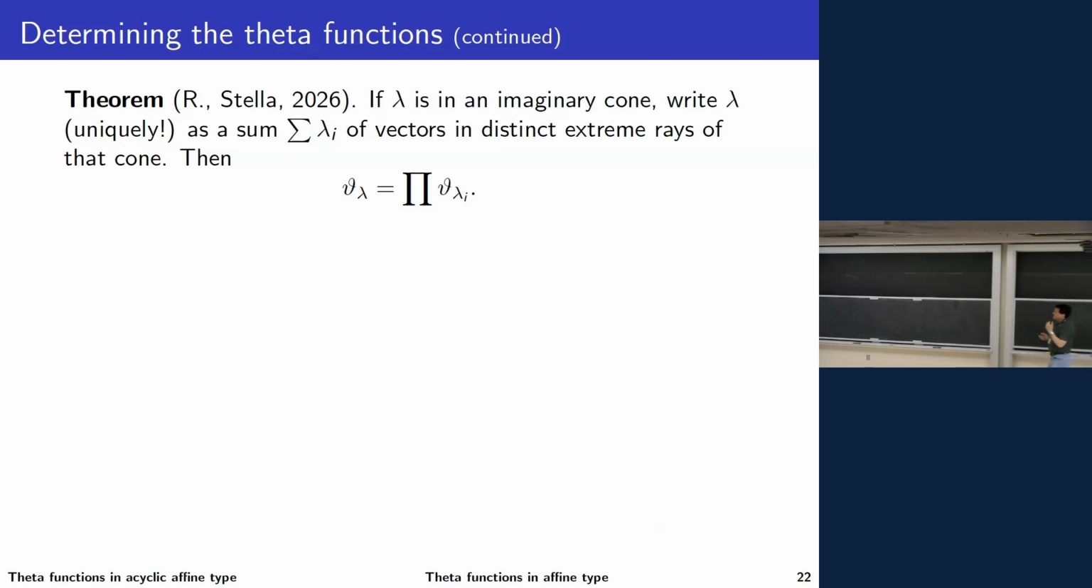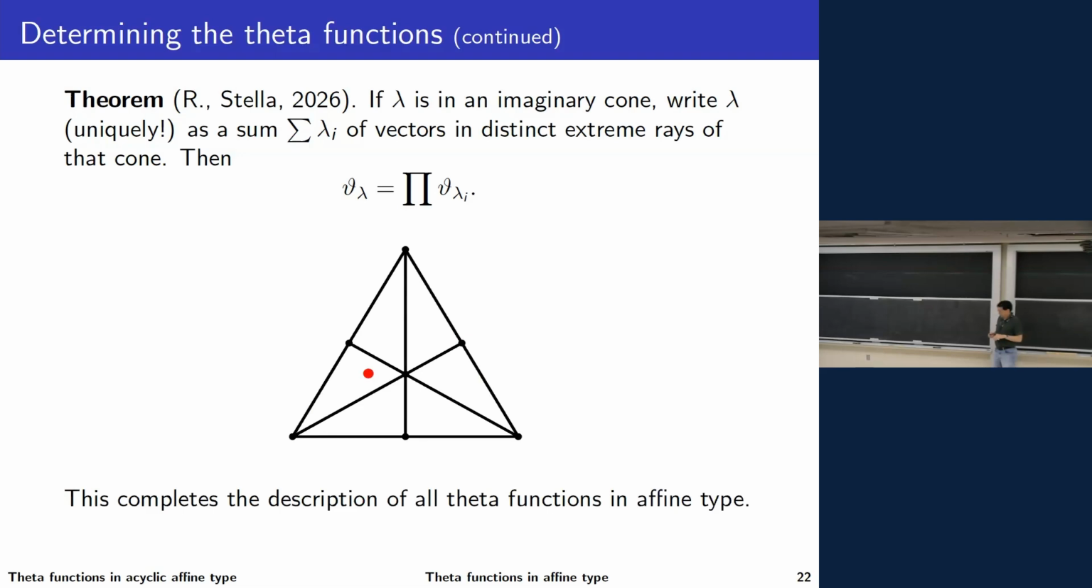Well, it turns out that once you've found the theta functions for the rays, it's just multiplicative inside them, right? I mean, if one of your rays is this imaginary ray, yes, you have to do Chebyshev when you multiply. But if you can write your lambda as a sum of vectors lambda i, where all the lambda i are vectors in distinct extreme rays of the cone I'm talking about, and I know those theta functions, I just multiply them.